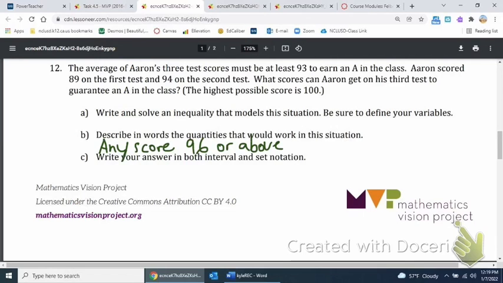A lot of you have asked me before, what do I have to get on this test to keep an A in the class? You could actually make an inequality that would tell you that. You would take all your test scores, add them up, and then put a plus X for the last one, divide by how many there are, and then make sure it's greater than or equal to 90, which would be an A. So this is stuff that you could actually use.